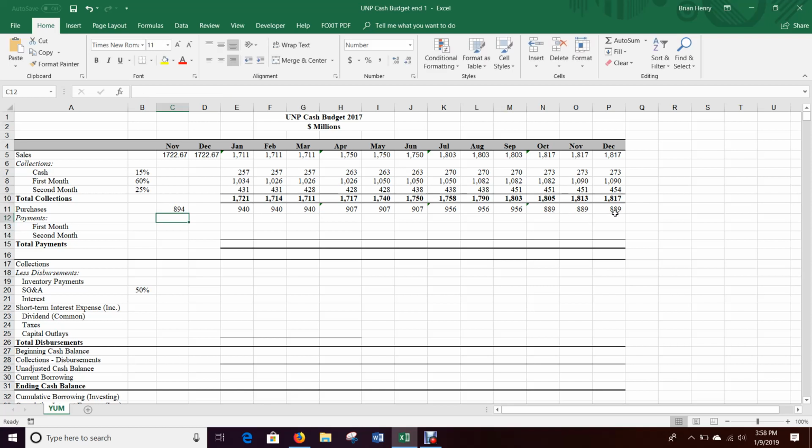894. So it should look something like the 3 over here. It shouldn't be exact or anything, but it should look something like that. So there, we have it all spread out. So there's our purchases. And then we just have to spread out again. How much are we paying in cash? How much are we paying first month, second month? Now, there's no cash right here.